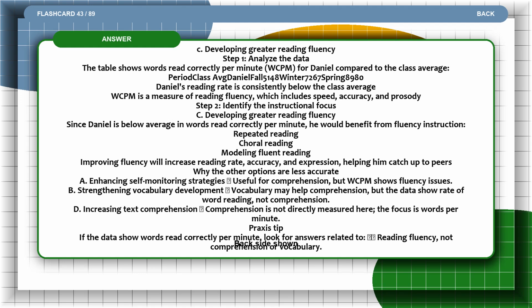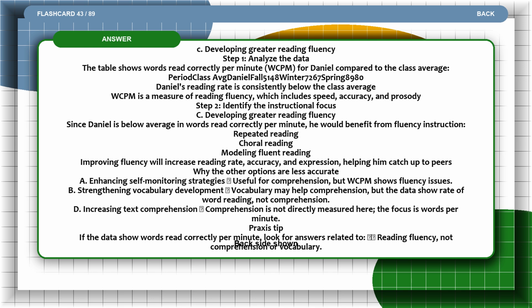The answer is C. Developing greater reading fluency. Step 1. Analyze the data. The table shows words read correctly per minute, WCPM, for Daniel compared to the class average. Class average: Daniel, fall 40, winter 67, spring 89.